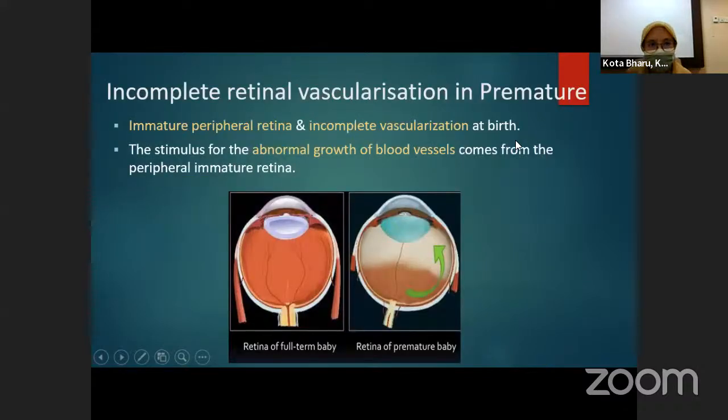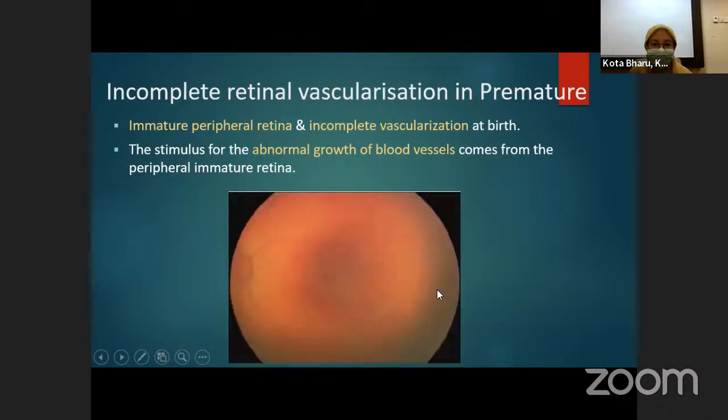So what happened in premature? There is incomplete vascularization and also immature peripheral retina at birth. This diagram shows that there is incomplete vascularization and also immature peripheral retina of the premature. And there is the stimulus for the abnormal growth of blood vessels that comes from this peripheral immature retina. This fundus photo of a premature infant shows a peripheral immature retina, and then this is vascularized retina.